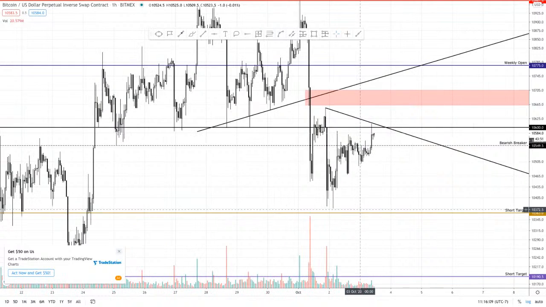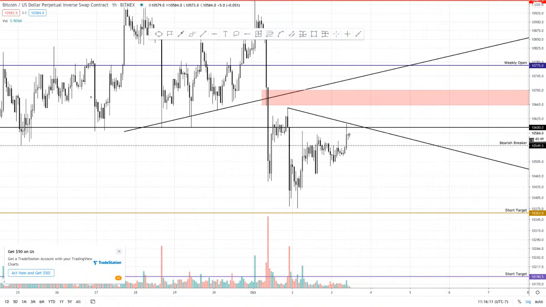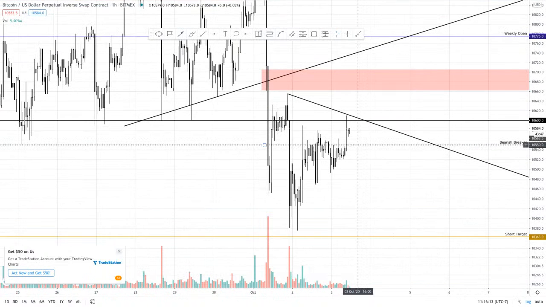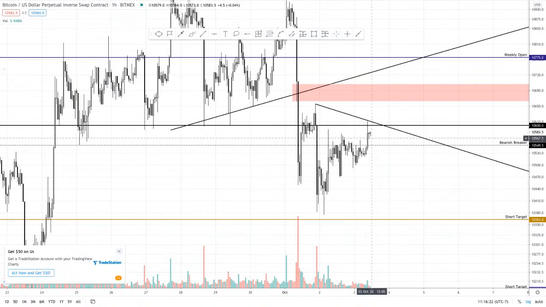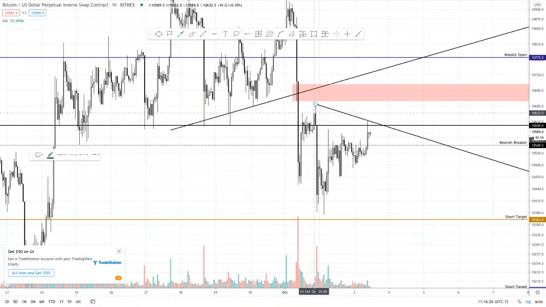bullish. So my first trade for the weekend would probably be 10,006 long, a break of 10,006 to 10,775. But I want to get in on the retest. So I want it to come to this red box first. So price, like I said, I want price to hit the red box, then come back down.